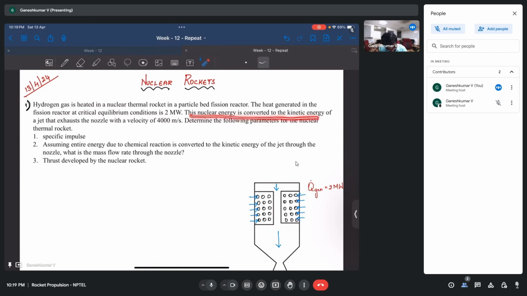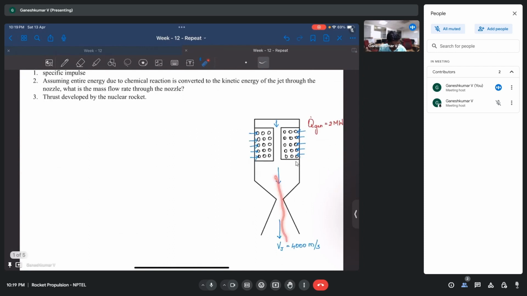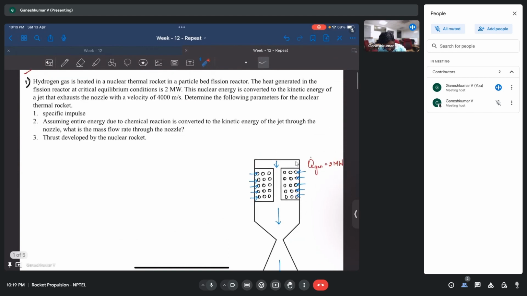This nuclear energy is converted to kinetic energy of a jet that exhausts the nozzle with a velocity of 4,000 meters per second. So whatever nuclear energy we supply, which is a form of heat energy, is converted into kinetic energy in the nozzle, and the final jet velocity we reach is 4,000 meters per second. Determine the following parameters for the nuclear thermal rocket. So we were asked to find certain parameters.